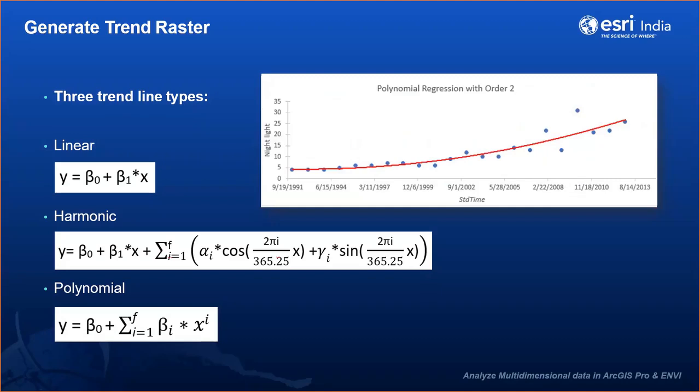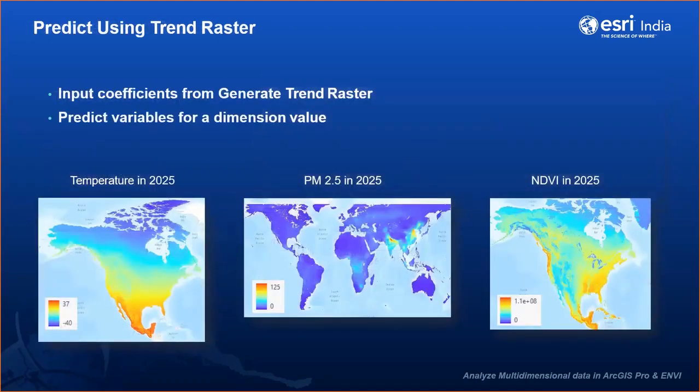So with that, you can perform the different analyses, and you can see this polynomial regression audit tool, where we can see the graph between 1991 to 2013 and how the trend is going on. We can visualize and analyze it. With these generated trend rasters, we can predict the next 10 years, 15 years, 25 or 100 years.